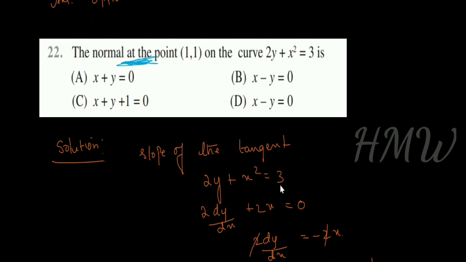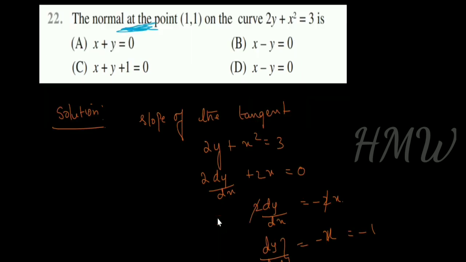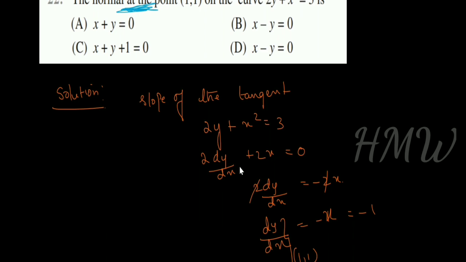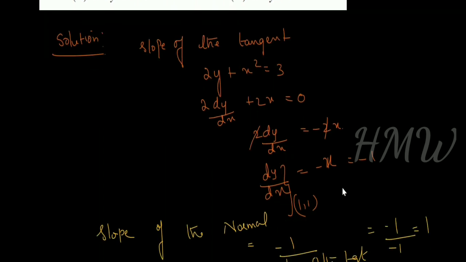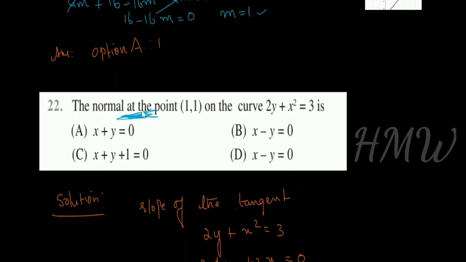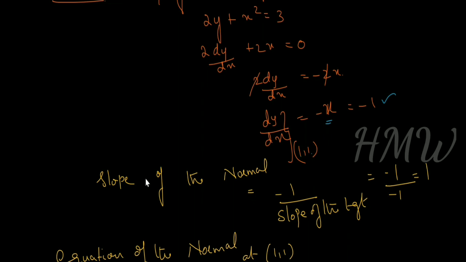So 2y + x² = 3. Differentiate: 2 dy/dx + 2x = 0. So 2 dy/dx = −2x, so dy/dx = −x. At the point (1, 1), put x = 1, so you get −1. That means the slope of the tangent is −1. What will be the slope of the normal? The slope of the normal is −1 by the slope of the tangent, that is, take the reciprocal and change the sign. So −1/−1 is equal to 1.